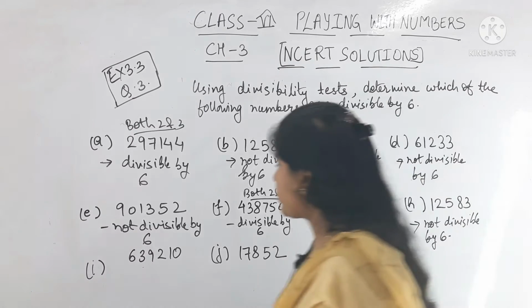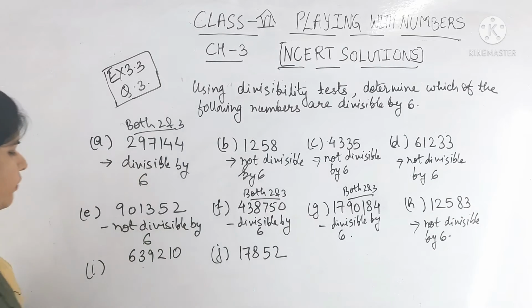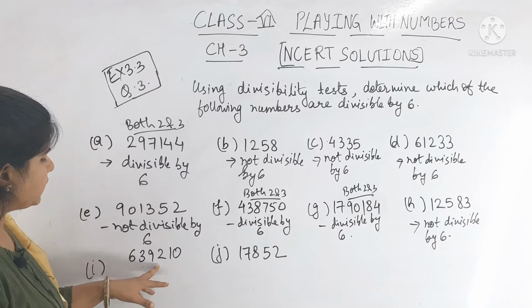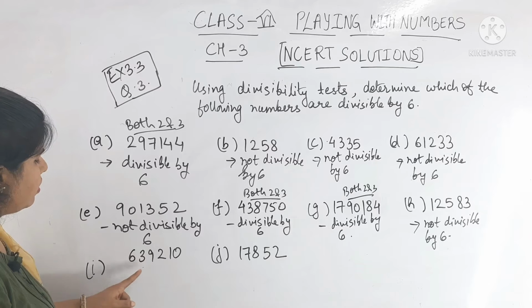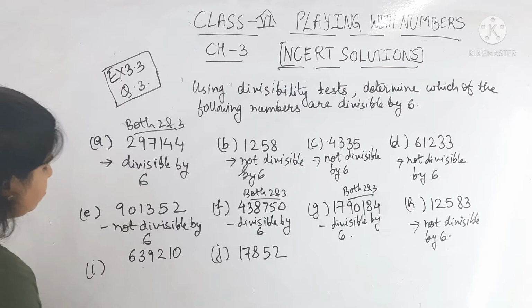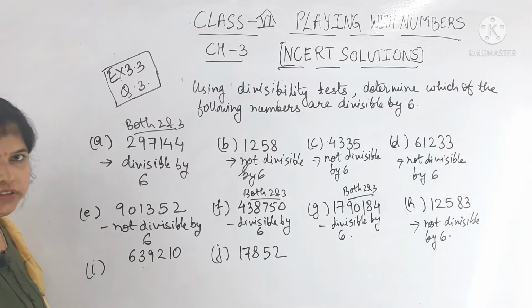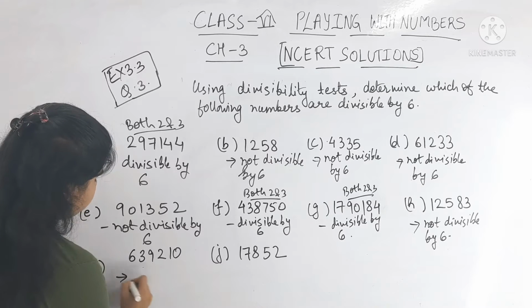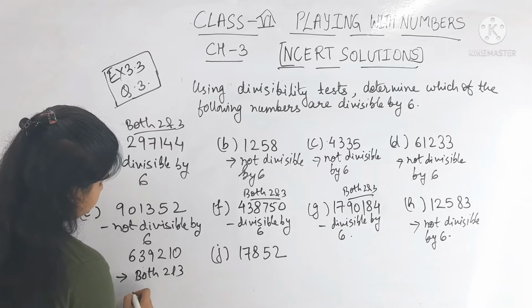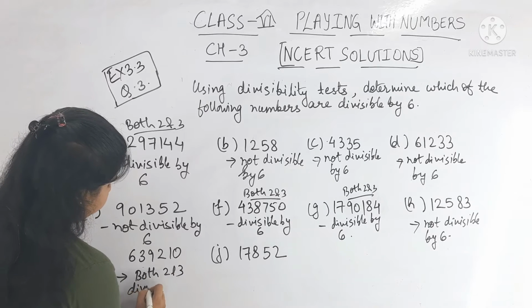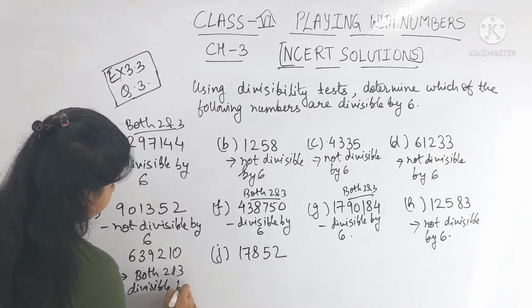Not divisible by 6. Here you can see it is divisible by 2, so we will check for 3. 2 plus 1 is 3, 3 plus 3 is 6, 6 plus 6 is 12, 12 plus 9 is 21. So I am getting 21, which is divisible by 3. So both 2 and 3 divide it. So here divisible by 6.